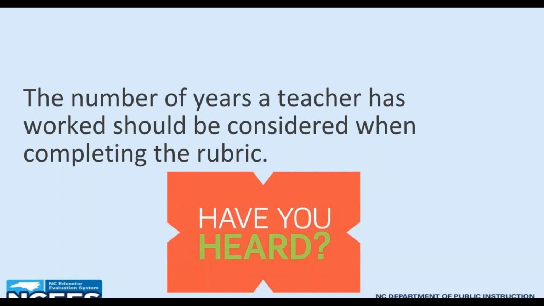Here we have: the number of years a teacher has worked should be considered when completing the rubric, and this is false. When I say completing the rubric, what I mean is when you are marking those indicators, should I take into consideration that I'm observing a 20-year teacher or a 5-year teacher? And the answer is false. An evaluation is an annual, year-long process. The number of years a teacher has worked should not influence whether or not a descriptor is marked on the rubric. The descriptors should be marked only for teacher behaviors noted during the current evaluation cycle, which is an annual cycle.